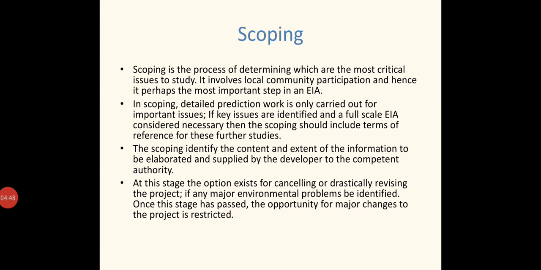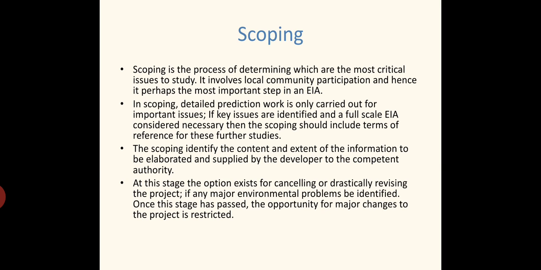Scoping is the process of determining which are the most critical issues to study. It involves local community participation, and hence it is perhaps the most important step in environmental impact assessment. See, in this stage, that is in the third stage only, the participation of the common people is coming for the first time. That is in this scoping stage.